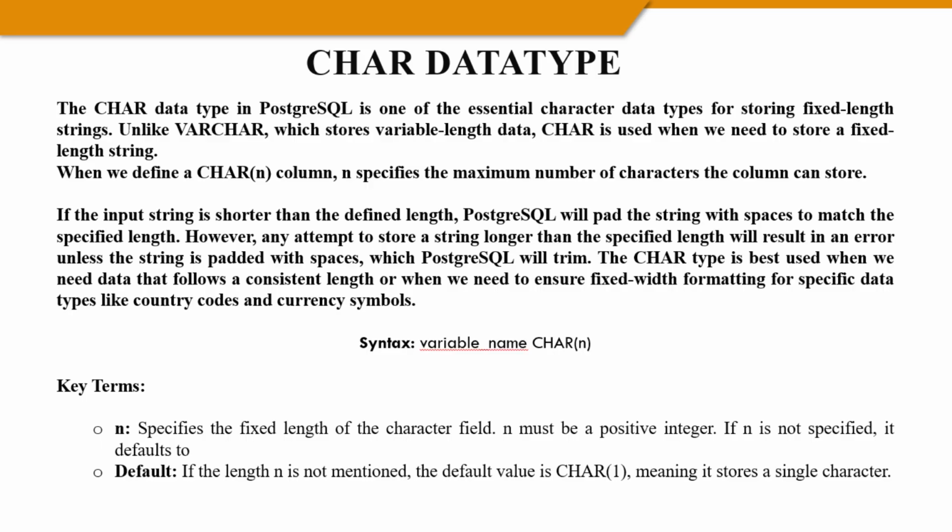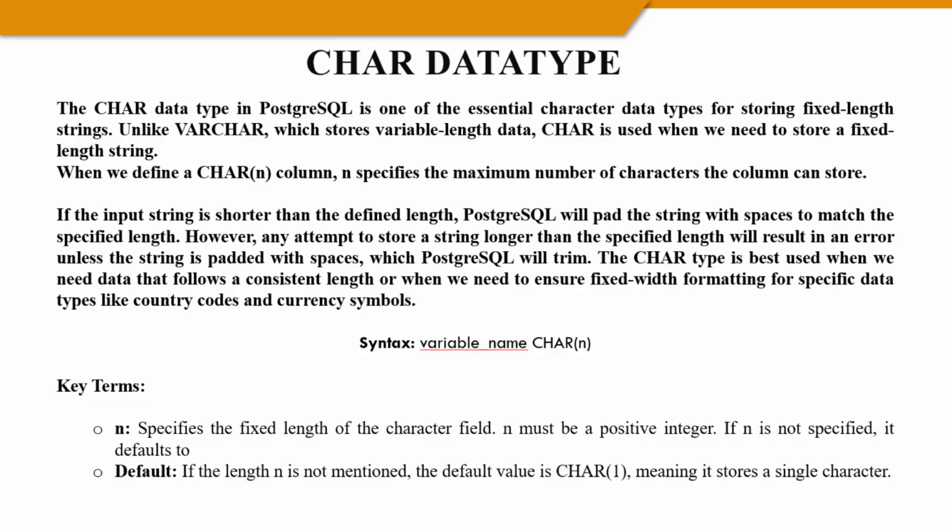The CHAR data type in PostgreSQL is one of the essential character data types for storing fixed-length strings. Unlike VARCHAR, which stores variable-length data, CHAR is used when we need to store a fixed-length string. When we define a CHAR n column, n specifies the maximum number of characters the column can store. If the input string is shorter than the defined length, PostgreSQL will pad the string with spaces to match the specified length. However, any attempt to store a string longer than the specified length will result in an error unless the string is padded with spaces, which PostgreSQL will trim.